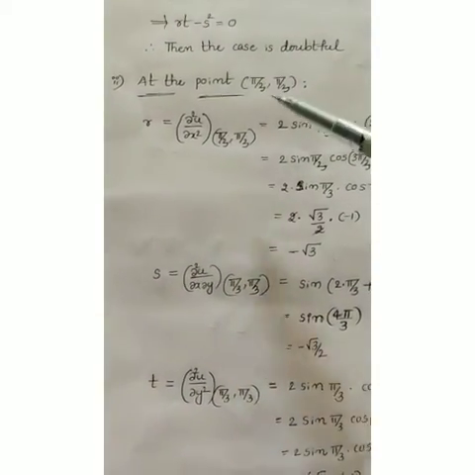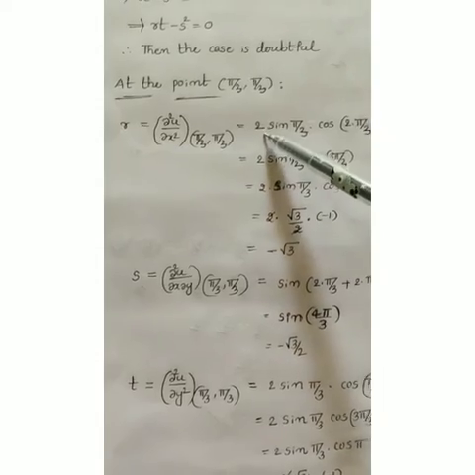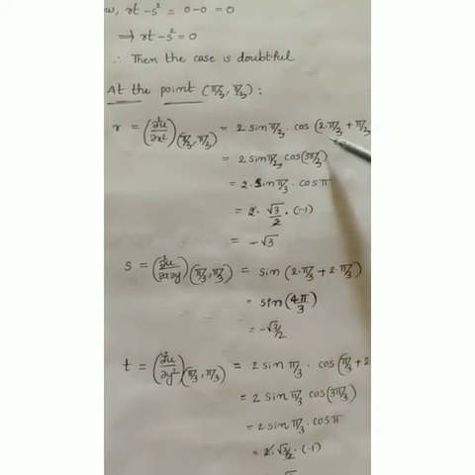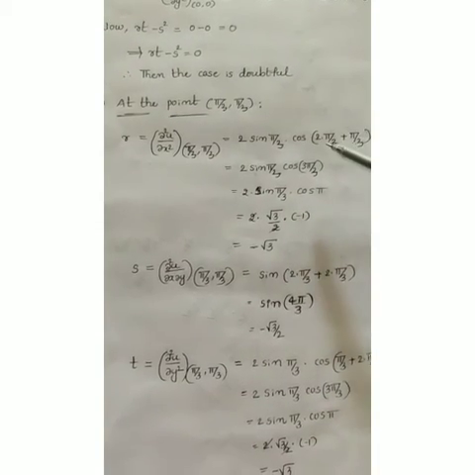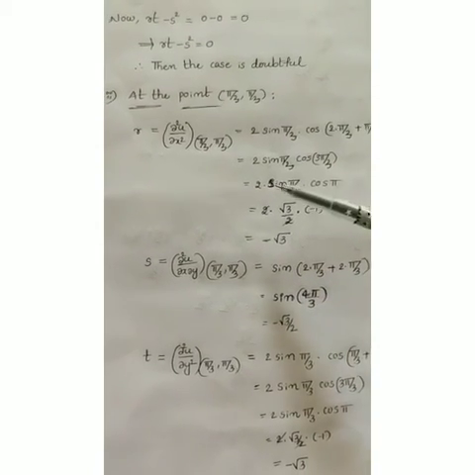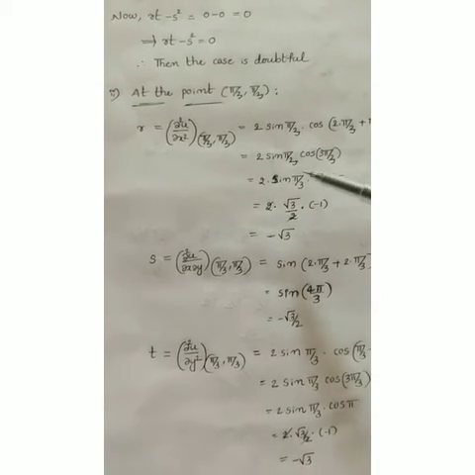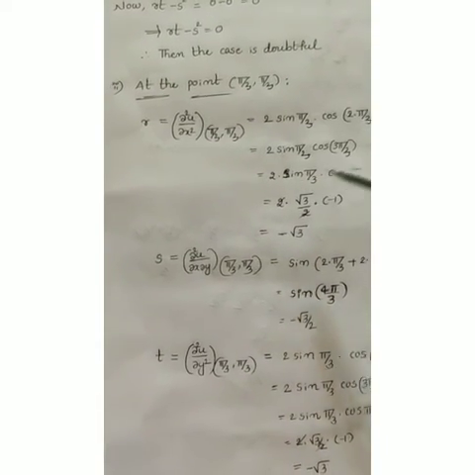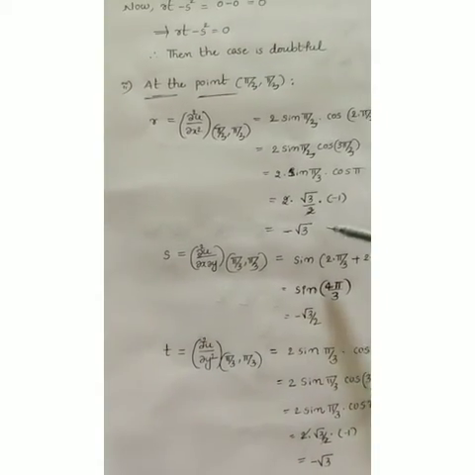Second, at the point (π/3, π/3), r equals ∂²u/∂x² at (π/3, π/3), that is 2 sin x cos(2x + y), that is 2 sin(π/3) cos(2·π/3 + π/3), 2 sin(π/3) cos(3π/3), the 3 gets cancelled, cos π. So 2 into sin(π/3) cos π, sin 180 by 3 is sin 60, whose value is √3/2, so 2 into √3/2, cos 180 is minus 1, the 2 gets cancelled, we get minus √3, so r is minus √3.